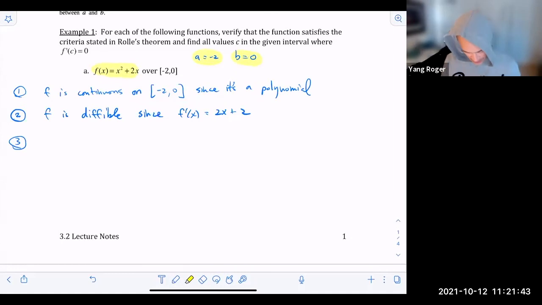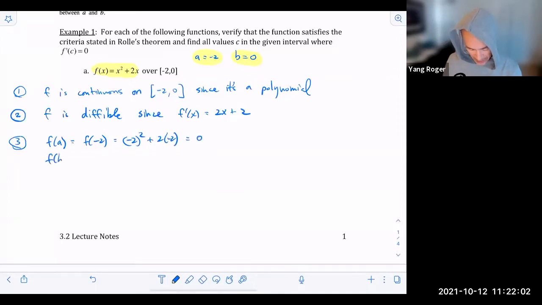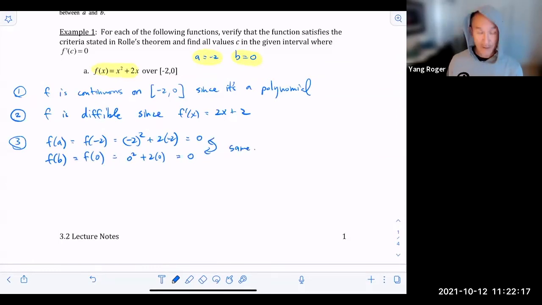The third condition says that we need to evaluate f at the endpoints. So if I take f of a, that's going to be equal to f of -2. That's going to give you -2 squared plus 2 times -2. In this case, it's equal to 0. We need to calculate f of b. F of b is f of 0. In this case, that's 0 squared plus 2 times 0. That's equal to 0. So these guys are the same. Okay.